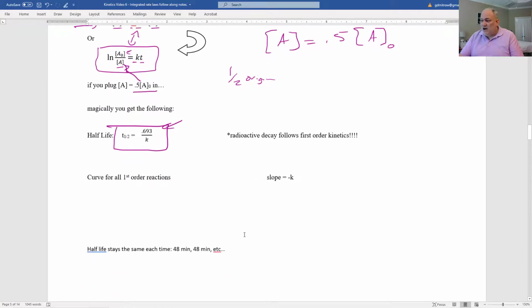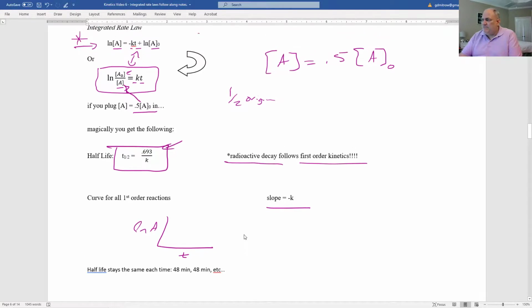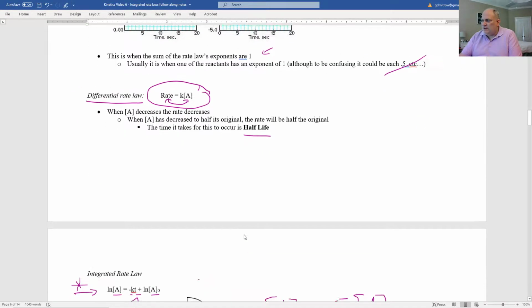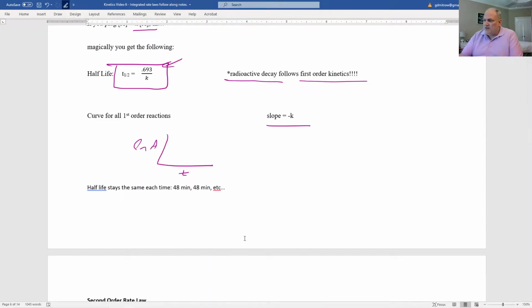Now, this is also a big deal because if we're ever dealing with radioactive decay, that follows first-order kinetics. And so here's what's a big deal on this. The curve for all first-order reactions for a straight line is always the natural log of A on one axis and time on the other. The slope is always going to be negative k, and let me just remind you, I'm not a great drawer, but our slope will always look like this.